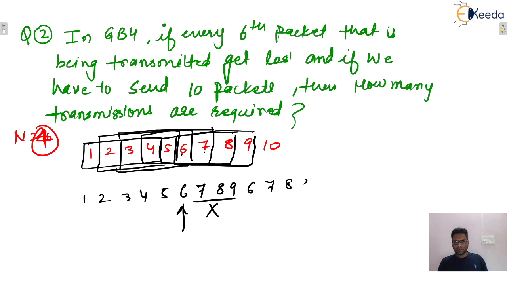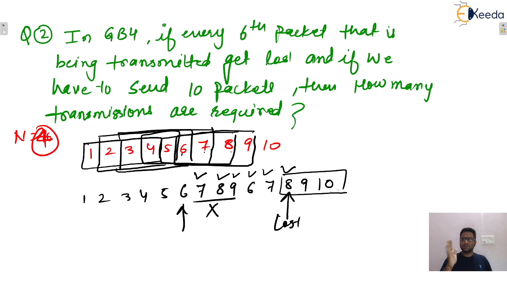6, 7, 8, 9. Now again count from here only, whether these are accepted or rejected. Counting will start from here only. 1, 2, 3, 4, 5, 6. So this one will be discarded. Now the eighth one gets lost. At this particular point we can say that 8, 9, 10 will be inside the window because only 3 packets are remaining. Because total 10 packets are there, there is no 11th packet. Now this one got lost, so again retransmit 8, 9, 10.